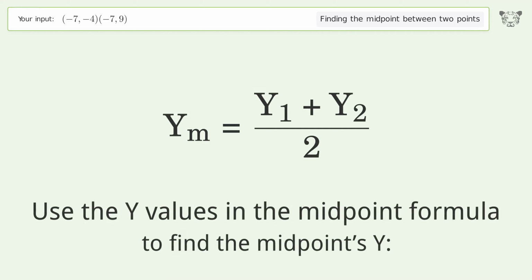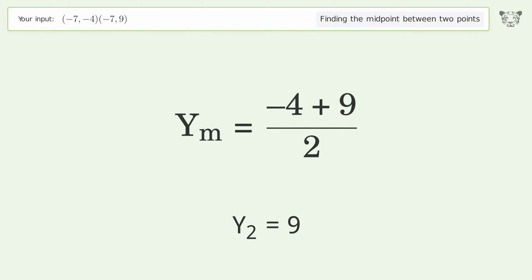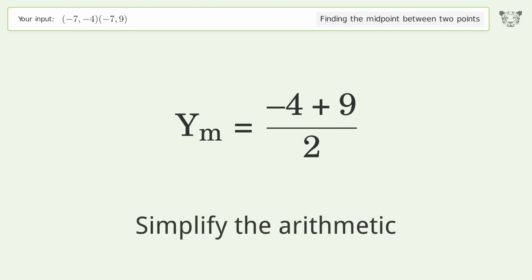Use the y values in the midpoint formula to find the midpoint's y. y1 equals -4. y2 equals 9. Simplify the arithmetic.